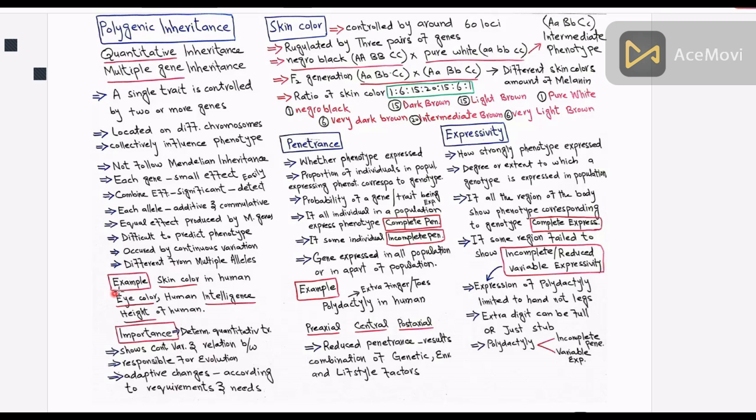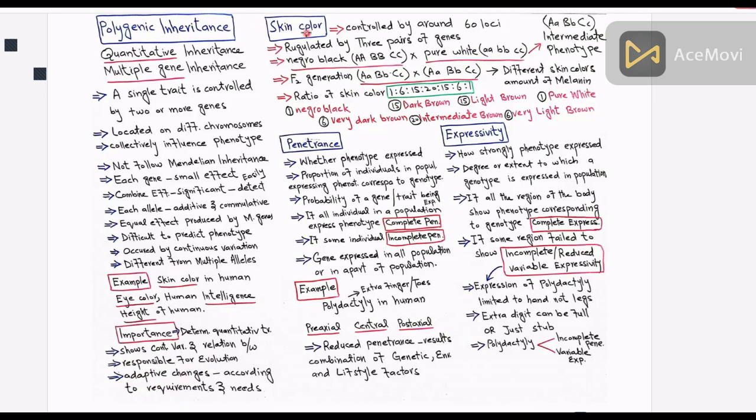Examples of polygenic inheritance include skin color in humans, eye color, human intelligence, as well as height of humans. What is the importance of polygenic inheritance? Basically, polygenic inheritance determines quantitative traits rather than qualitative. It shows the continuous variation of traits in a population and the relationship between continuous and discontinuous variations. Polygenic inheritance is also responsible for evolution or population variance, and this variation is further responsible for adaptive changes in a population according to the basic requirements and needs of the individuals.